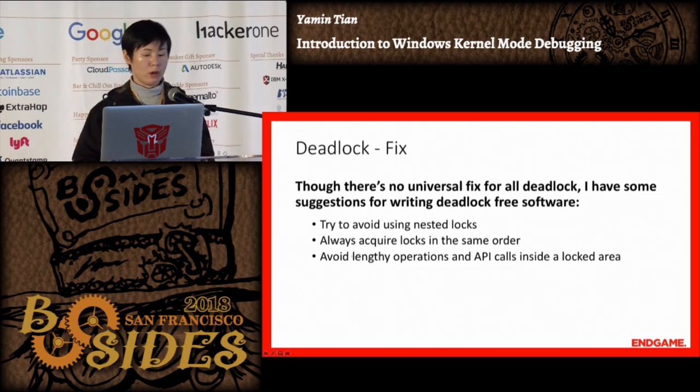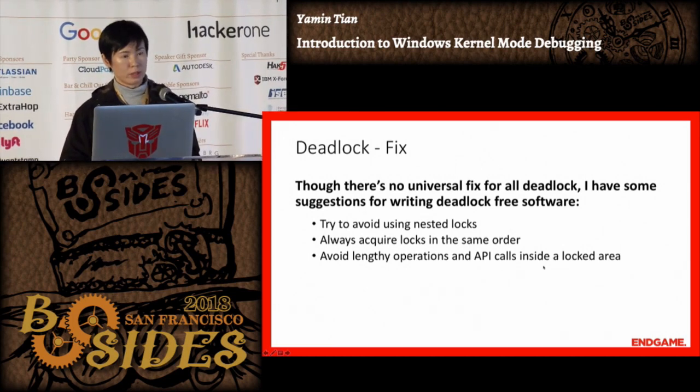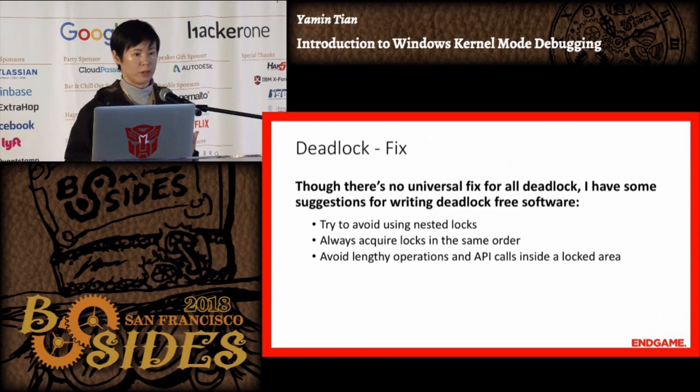Another thing is to always acquire locks in the same order. In case you really need to acquire two locks, always acquire in the same order. Get lock A first and then get lock B. Do not, under any circumstances, use a different order. Like one doing A and B, the other doing B and A. That's the recipe for deadlock.